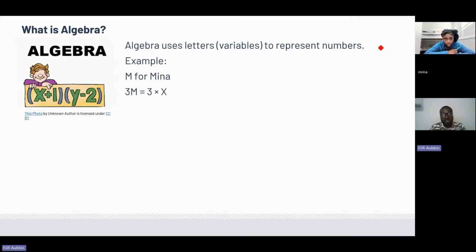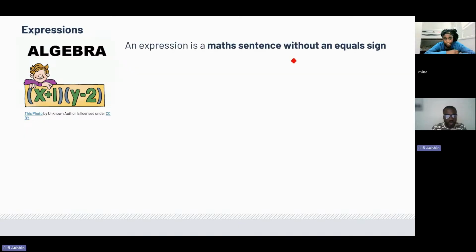So 3M is equal to 3 times X. When you see 3 times X, it can also be written as 3, then we remove the times, and attach the X to the 3. Does that make sense? Mm-hmm. Okay, good. Let's move on.